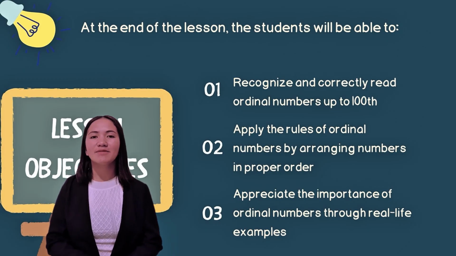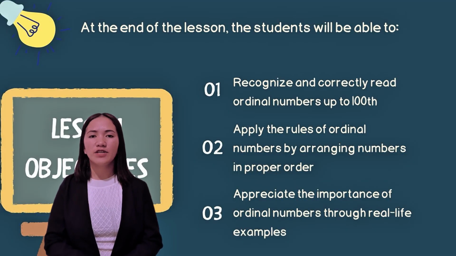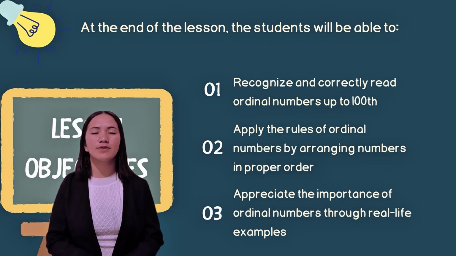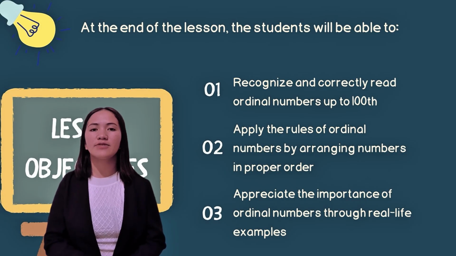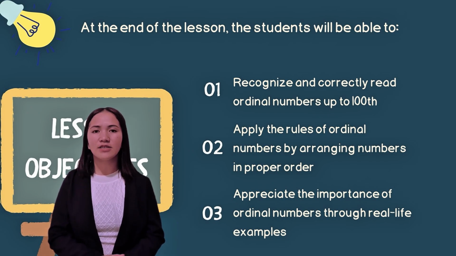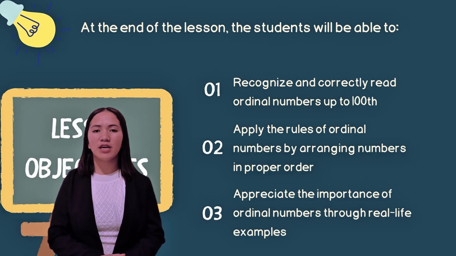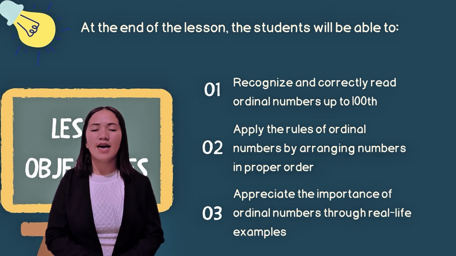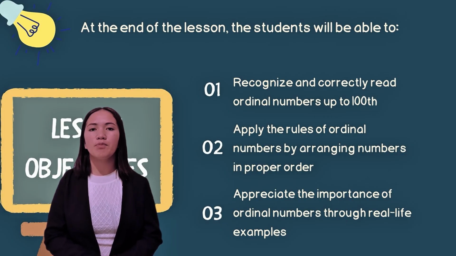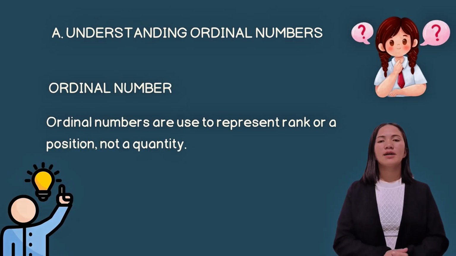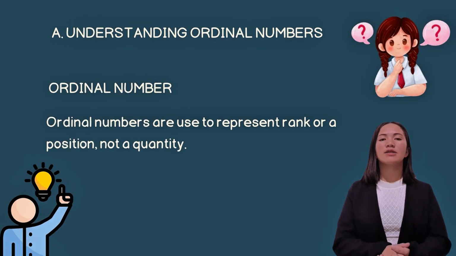Before we begin, let me share with you the objectives for today's lesson. We have three objectives. First, at the end of the lesson, the students will be able to recognize and correctly read ordinal numbers up to 100. Next, the students will be able to apply the rules of ordinal numbers by arranging numbers in proper order. And lastly, the students will be able to appreciate the importance of ordinal numbers through real-life examples. Now let's understand ordinal numbers.